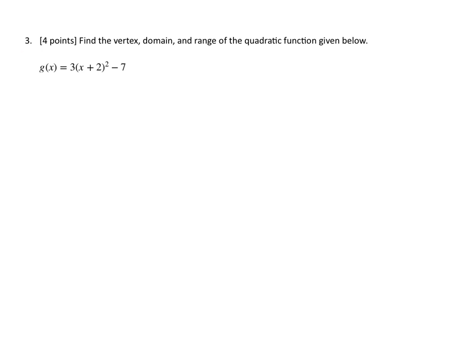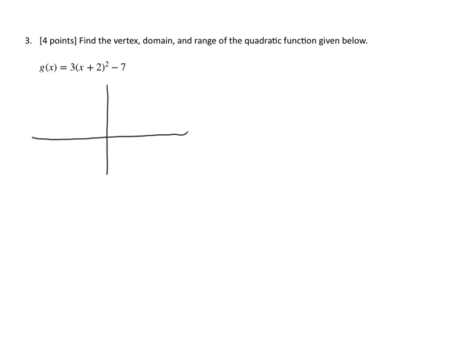In question 3, we're going to find the vertex, domain, and range of this quadratic function. g of x is equal to 3 times (x plus 2) squared minus 7. To answer these 3 parts from this equation, all you need is just a basic idea of what this equation looks like. I'm going to try to understand it based off of transformations. So I just need a very simple sketch of the function g of x.